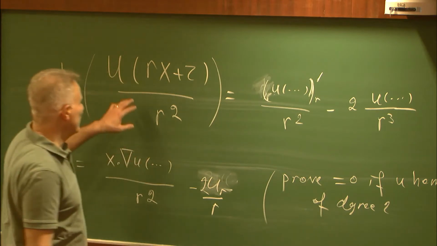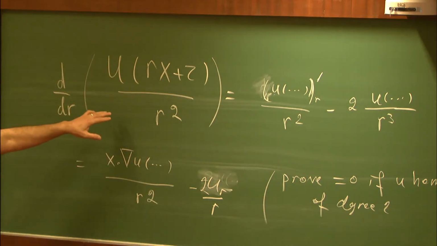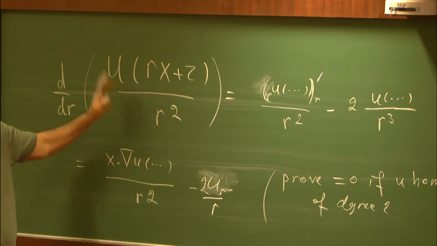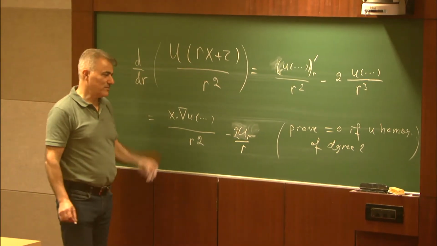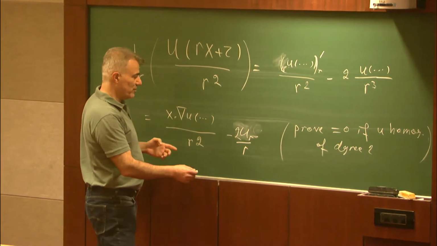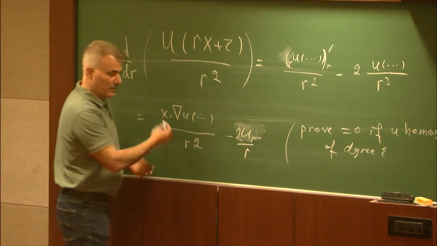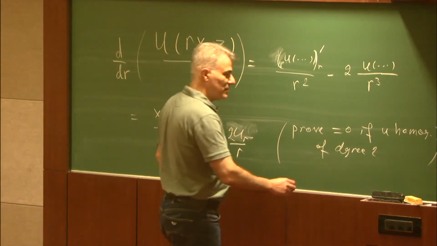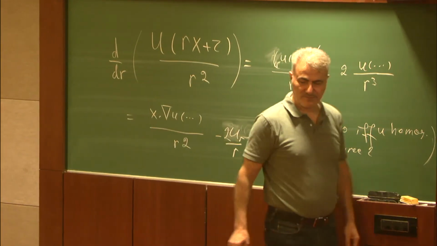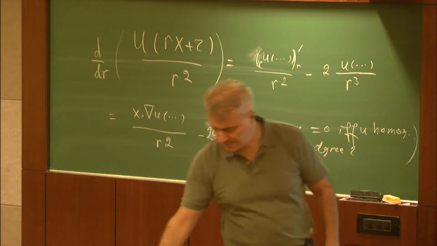But if it's homogeneous of degree 2 at the point C, then it means that you can just cancel it and write u of x, and that's going to be 0. There is going to be 0. The alternative is, if this is 0, then you're going to get homogeneity of degree 2. So this is 0 if and only if, then we're going to get that.